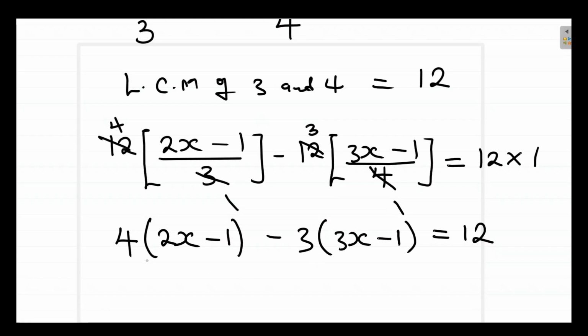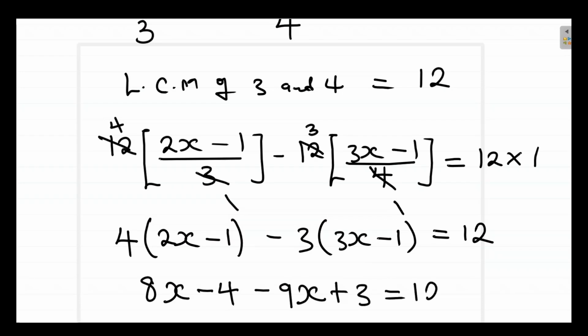Now, we have to expand the bracket. So we have that 4 times 2x is giving us 8x. 4 times negative 1 is negative 4. Also, minus 3 times 3x is minus 9x. Minus 3 times minus 1 is plus 3, equal to 12.